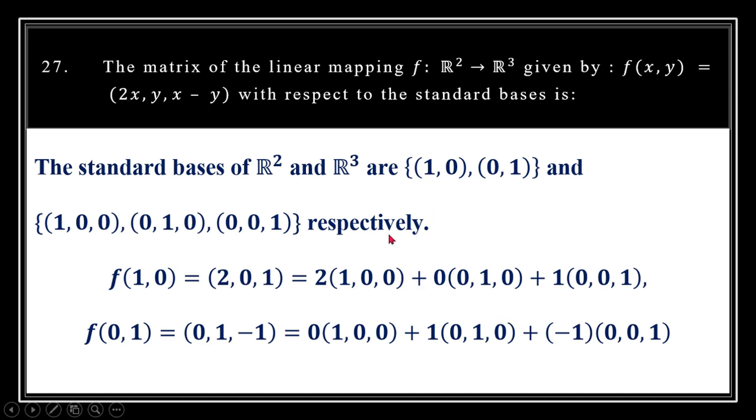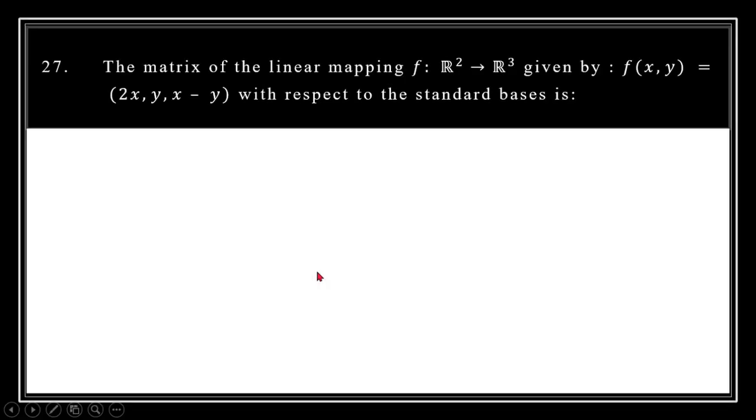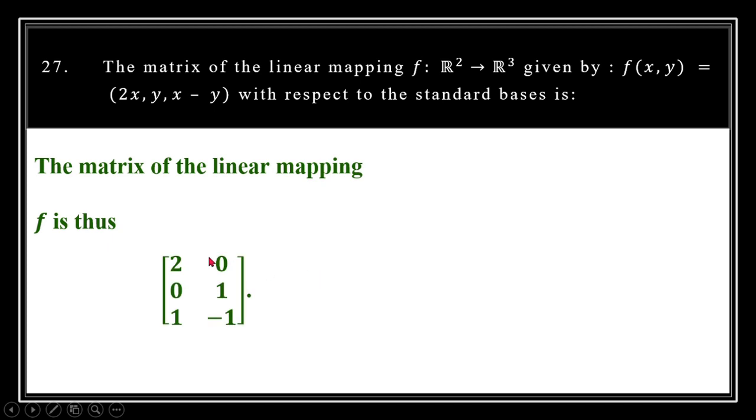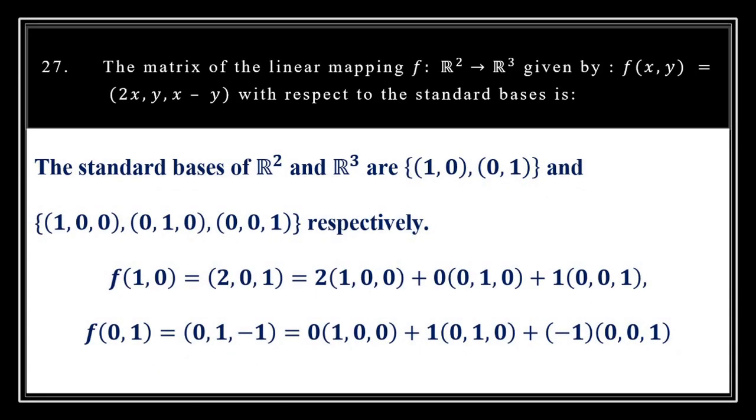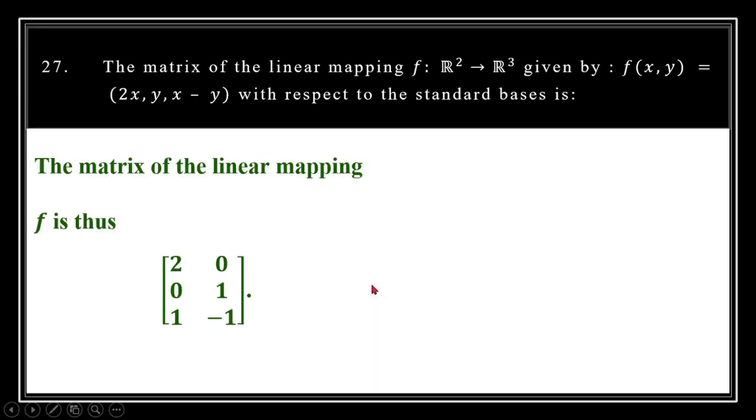So the matrix of the linear mapping becomes a 3 by 2 matrix. We just have to write the coefficients column wise. Means here we have the coefficients of f of (1, 0) as 2 0 1 and coefficients of f of (0, 1) as 0 1 minus 1. You have to write these 2 0 1 and 0 1 minus 1 column wise, and we will get the matrix of transformation as the 3 by 2 matrix 2 0 1, 0 1 minus 1. So the correct option is option A.